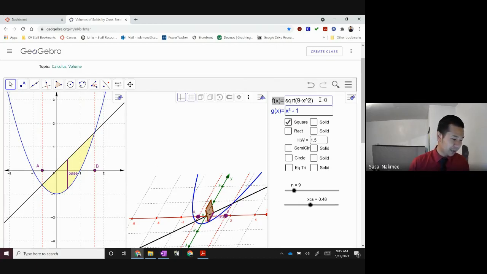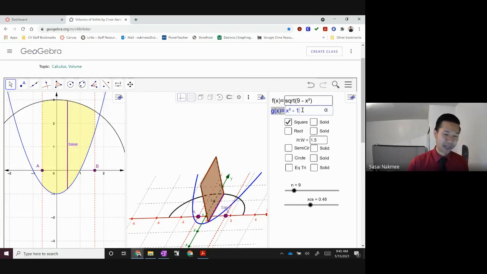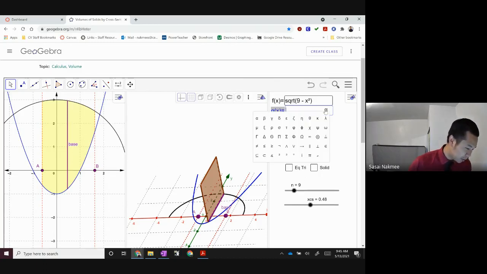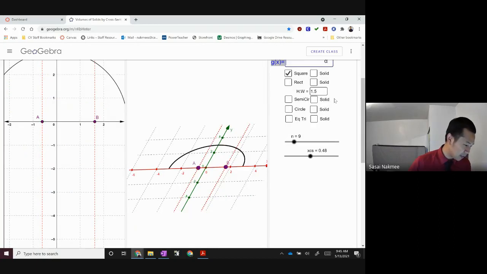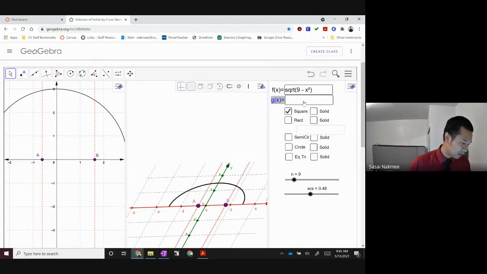By the way, if you don't know how to type these things, how did I know square root is SQRT? I don't know how to describe that, but that's the easiest way to type in square root right there. Oh, that's just the symbols. You kind of just have to. Okay, so negative square root 9 minus x squared.